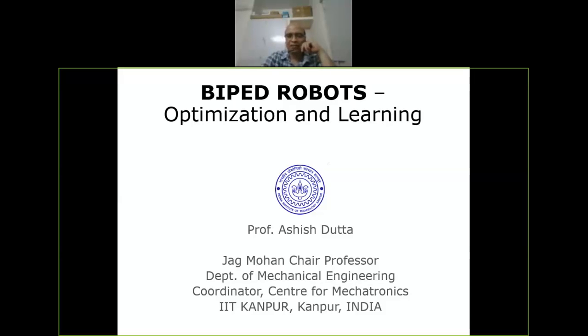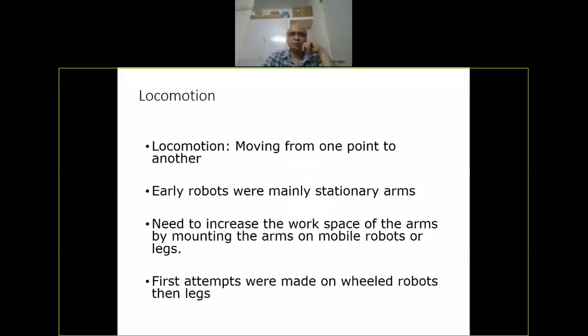Okay, so let's proceed. Biped robots come under this field of study called locomotion. Locomotion essentially means moving from one point to another. You can move on feet, like a biped or quadruped, or like a fish you can swim, or like a bird you can fly. So locomotion covers all of this, basically moving from one point to another.